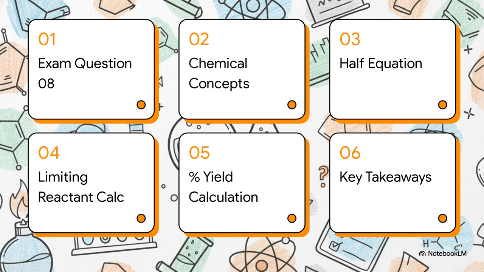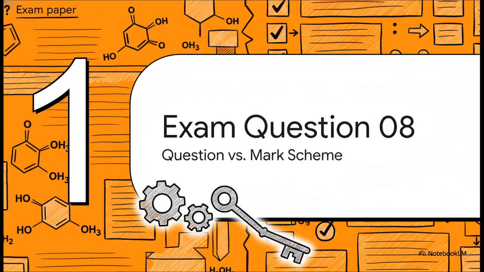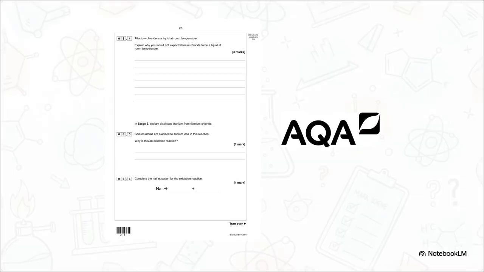All right, here's our game plan. We're going to take exam question 08 and break it down piece by piece. We'll start with the concepts, then hit the equations and the big calculations. And we'll finish up with the key takeaways that you can use to really maximize your score on any question. So, first up, we're putting the exam paper and the official mark scheme right next to each other. This, right here, is the key to unlocking the secrets of a perfect score. This is how we're going to do it.